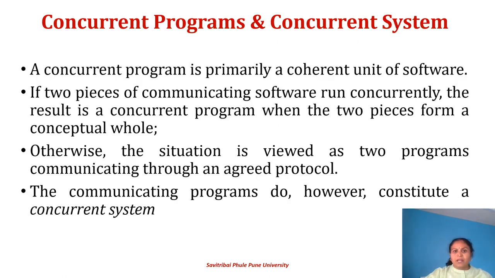Concurrent programs and concurrent systems. A concurrent program is primarily a coherent unit of software. If two pieces of communicating software run concurrently, the result is a concurrent program when the two pieces form a conceptual whole. Otherwise, the situation is viewed as two programs communicating through an agreed protocol. The communicating programs do, however, constitute a concurrent system.